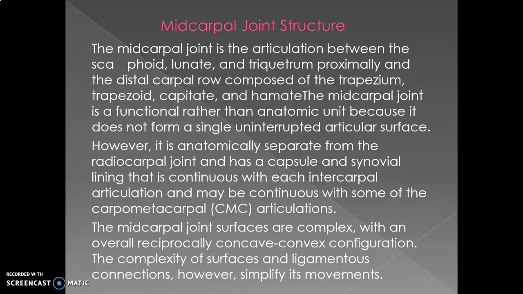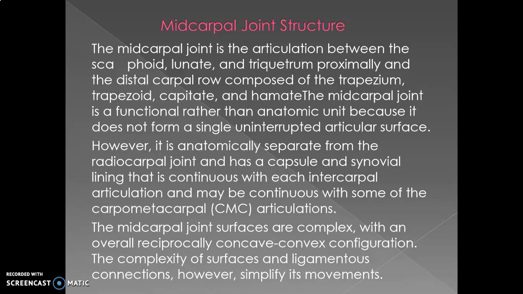So in the midcarpal joint structure, now we are coming to the joint between the carpal bones. The midcarpal joint is a joint between the proximal row and the distal row of the carpal bones. The midcarpal joint is the articulation between the scaphoid, lunate, triquetrum proximally and the distal carpal row composed of the trapezium, trapezoid, capitate and hamate. The midcarpal joint is a functional rather than an anatomical unit because it does not form a single uninterrupted articular surface. You cannot put the midcarpal joint into a perfect anatomical joint. It is actually a lot of small carpal bones together, with a lot of interattachments, interjoints, but basically functioning as a single unit to have a good hand function.